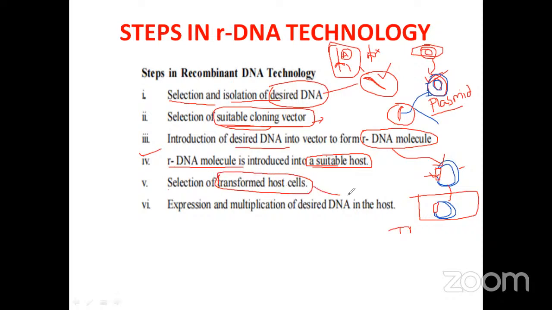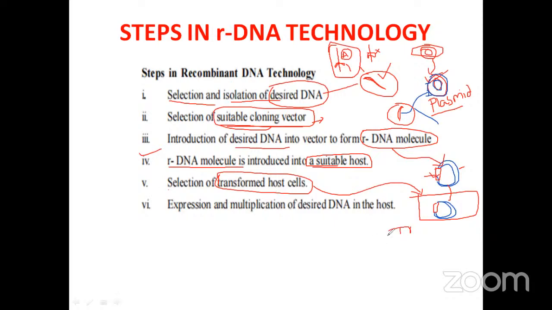This cell is called a transformed cell. What is a transformed cell, and what is a normal cell? In a normal bacterial cell only the genome is present, but in a transformed cell rDNA, the recombinant genome or recombinant DNA, is present. So that is the transformed host cell.